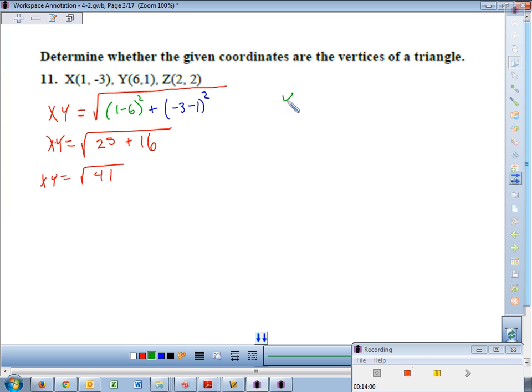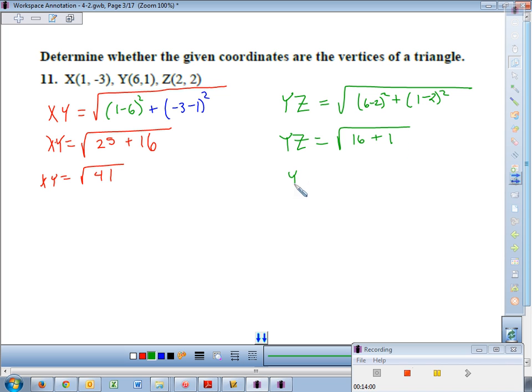Okay, let's find the distance from y to z. 6 minus 2 squared plus 1 minus 2 squared. That'd be 4 squared, which is 16, plus 1 squared, negative 1 squared, 1 still. Did you get the square root of 17? Or on your way to get the square root of 17?